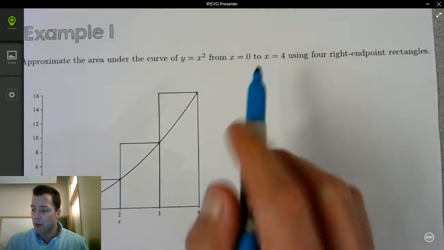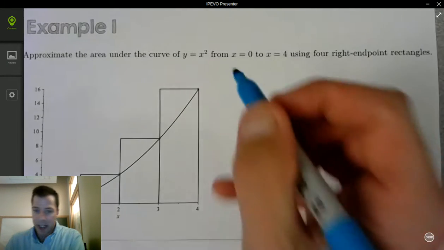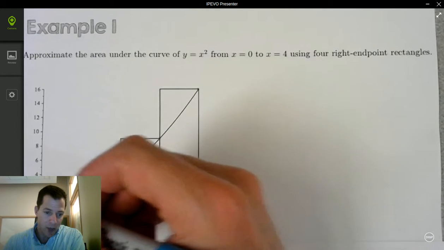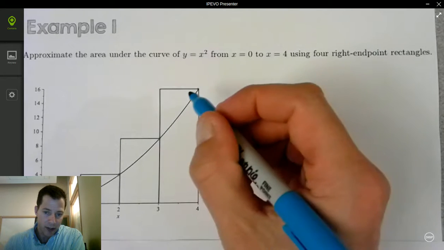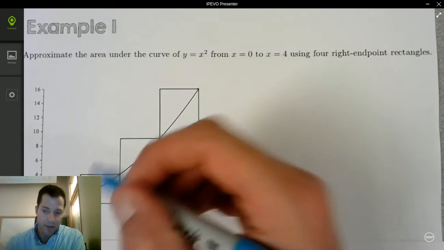Okay, so let's go ahead. We're going from 0 to 4. We're using 4 endpoints, or right endpoint rectangles. And the big difference here, notice how we go 4, 3, 2, and 1. That's what's being plugged in. We're not going to be using that left endpoint 0. So we're going to be getting in here, you're going to see f of 4, f of 3, f of 2, and f of 1 when we do this.